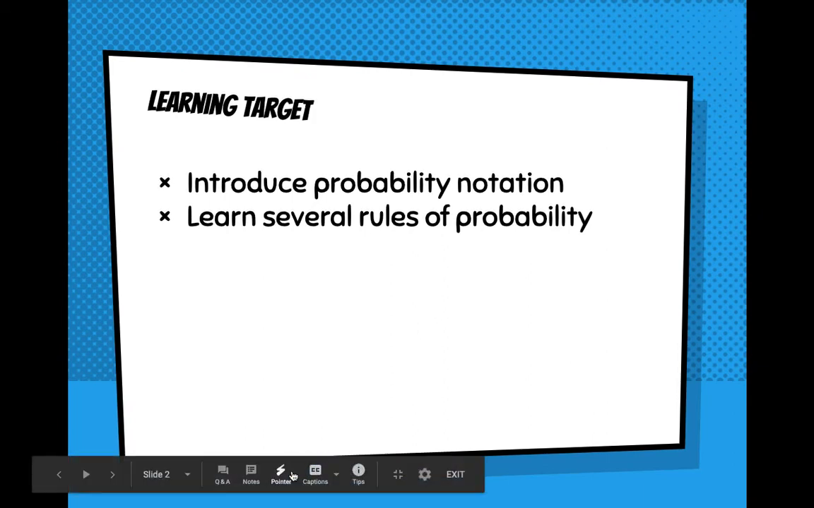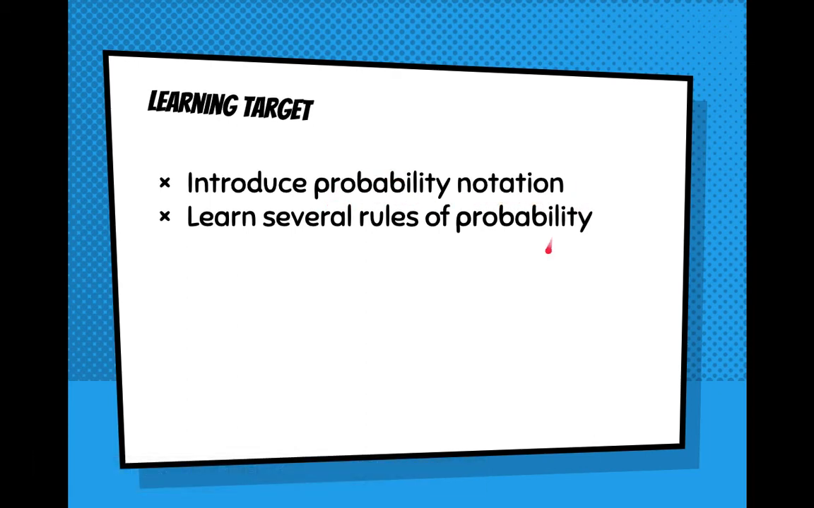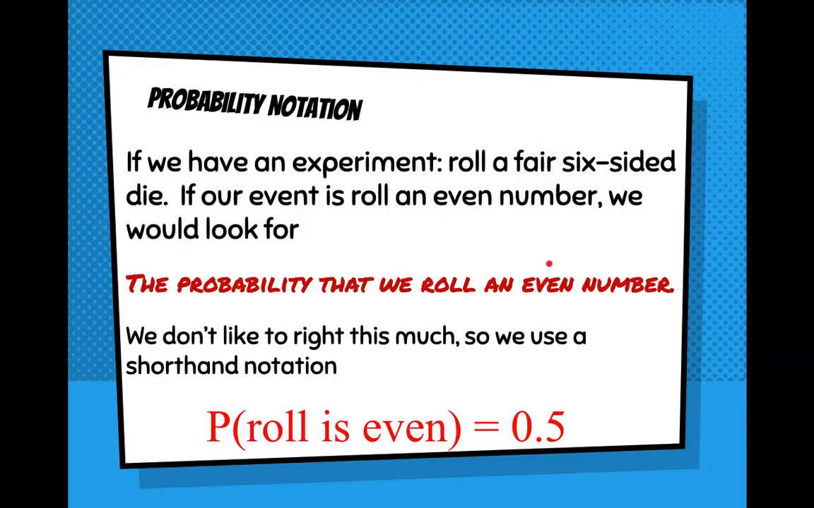So for this section, we're going to introduce a notation we're going to use with probability and learn some of these rules for putting events together, basically. So here's our experiment. Our experiment is rolling a fair six-sided die. Our event is going to be roll an even number, so we're looking for the probability that we will roll an even number. That's too much to write.